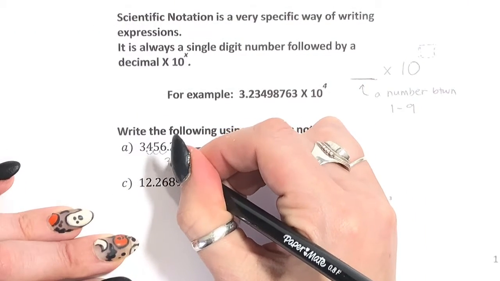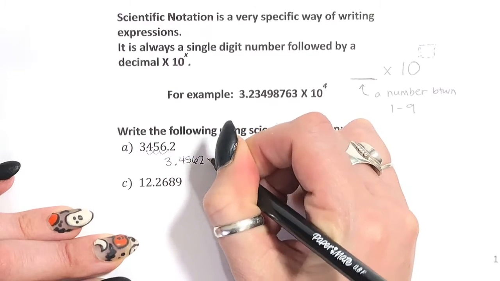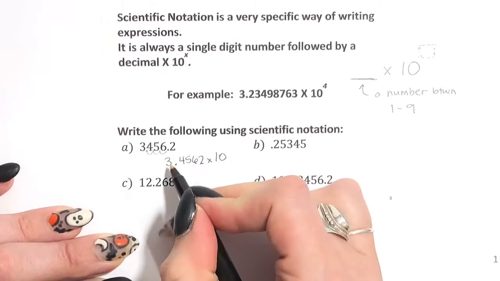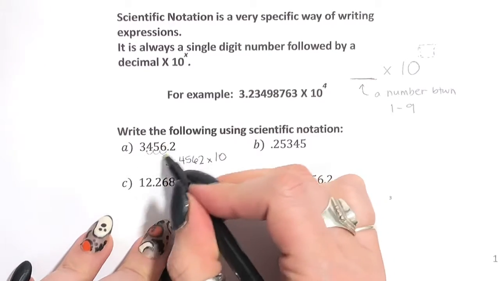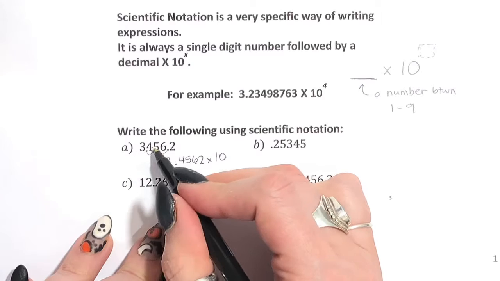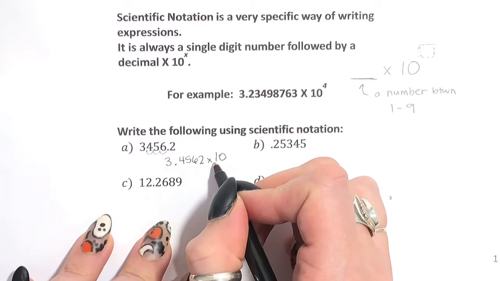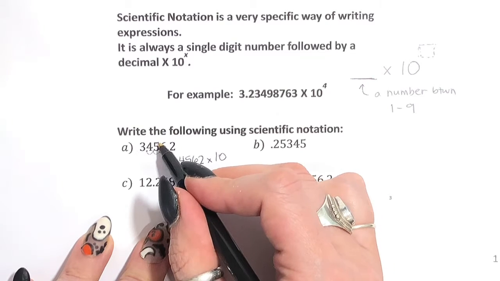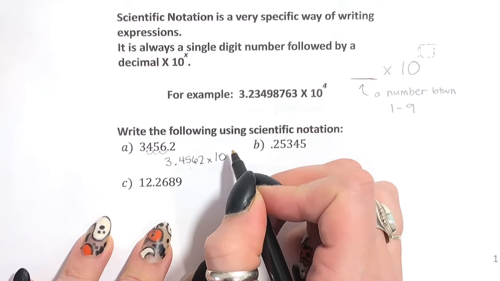So we can write this as 3.4562 times 10. And then now this exponent is how we take care of the fact that we moved our decimal over. We started with a big number, right? We had 3,456. We made it smaller so that it's only 3.4562. So think about it as kind of a balancing act. If I took this number and made it smaller, then my exponent has to be bigger to balance that out.